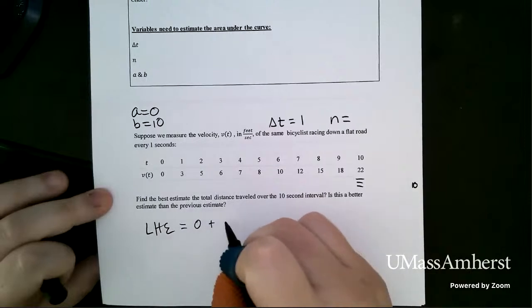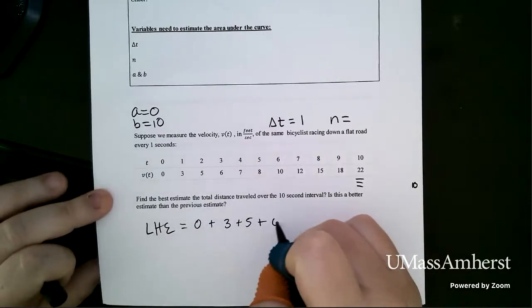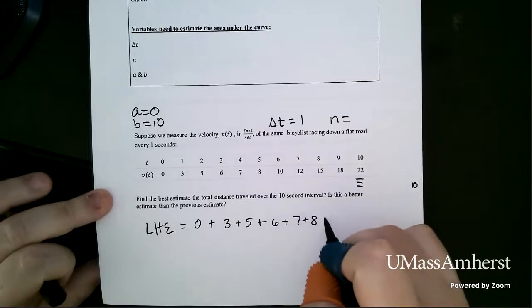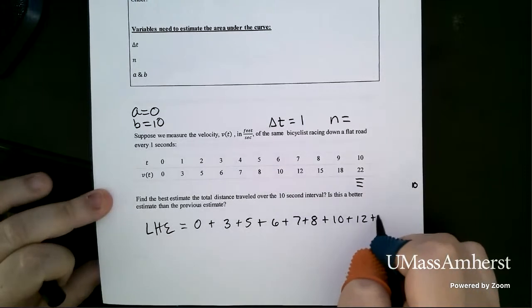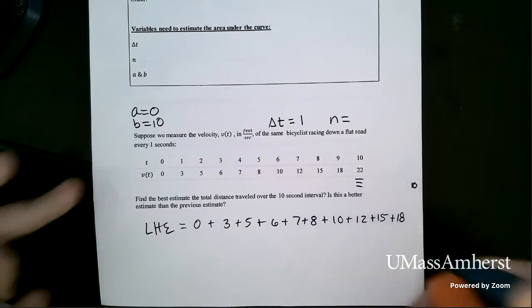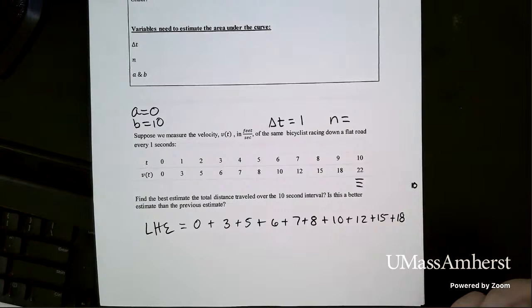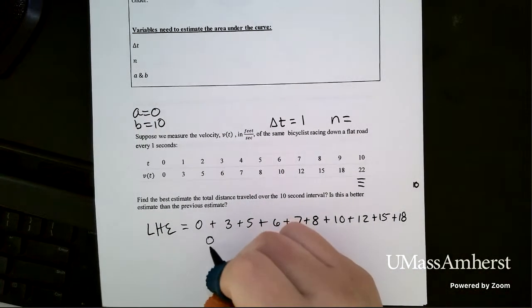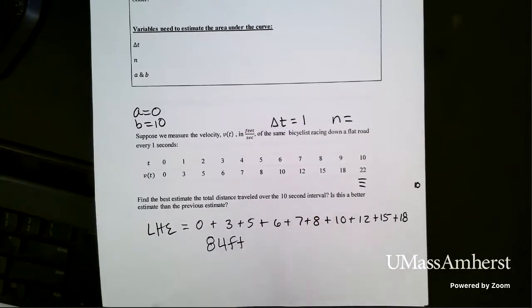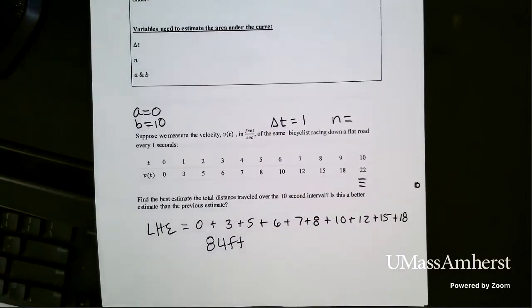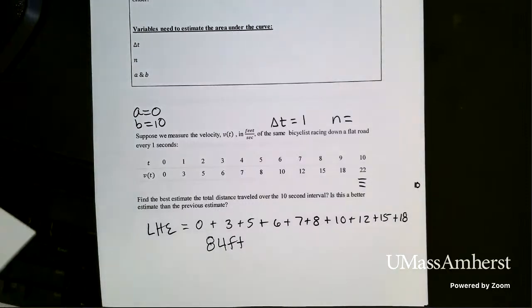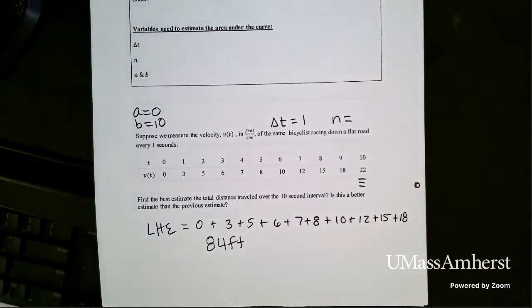So we have 0 plus 3 plus 5 plus 6 plus 7 plus 8 plus 10 plus 12 plus 15 plus 18. And remember, each of those was multiplied by 1, but anything times 1 is going to be itself. So when we multiply those out and then we add them all together, we are going to get 84. So our left-hand approximation is 84 feet, which we already recognize is different than the left-hand approximation we had before when our delta t was 2.